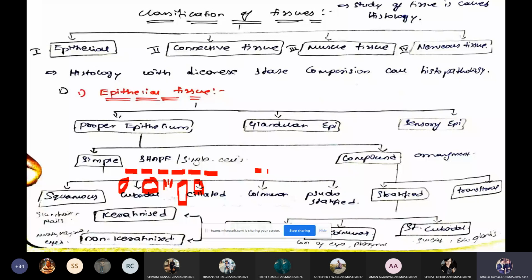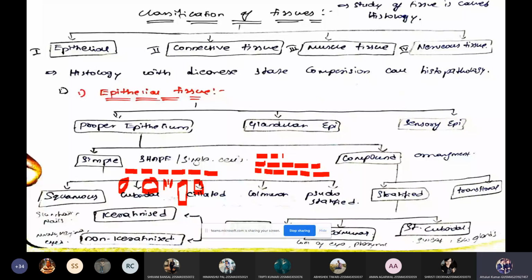More than one layer is called compound epithelium. So this is one layer, and above this there will be another epithelial tissue. So more than one layer can be stated as a compound epithelium. Now this can be the same cells. If all squamous cells or all cuboidal cells, all ciliated cells or all columnar cells, if there are multiple layers of the single layer cells, then it is called compound epithelium.